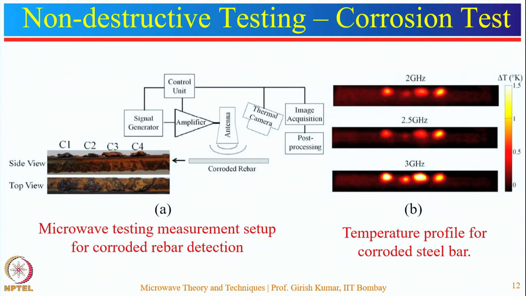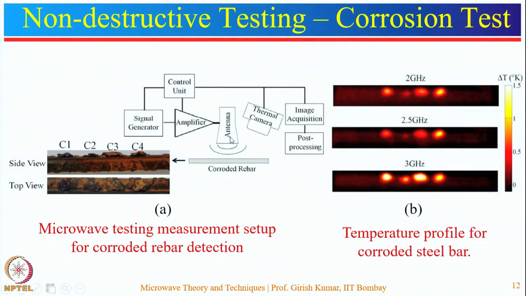The next application of microwave imaging is non-destructive testing. Here it can be used to measure corrosion in the steel bar. So, this is the setup of the non-destructive testing system. This is an antenna which is of horn type. The size of this antenna is 14 cross 24 centimeter square. It is separated from the steel bar by a gap of 1 centimeter. It is radiated with 10 watts of power.